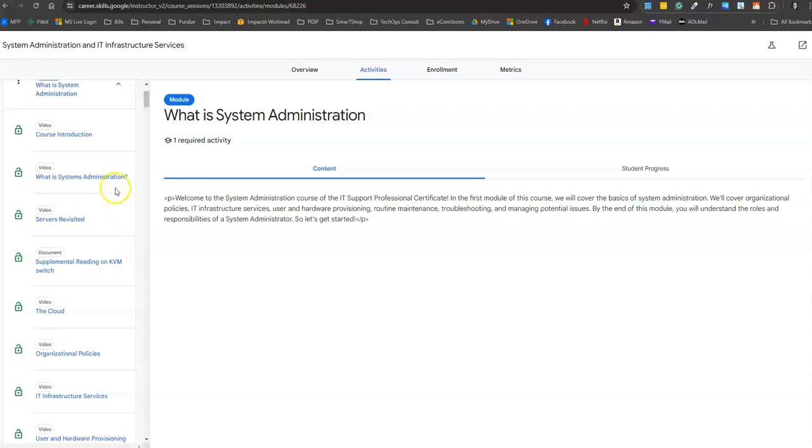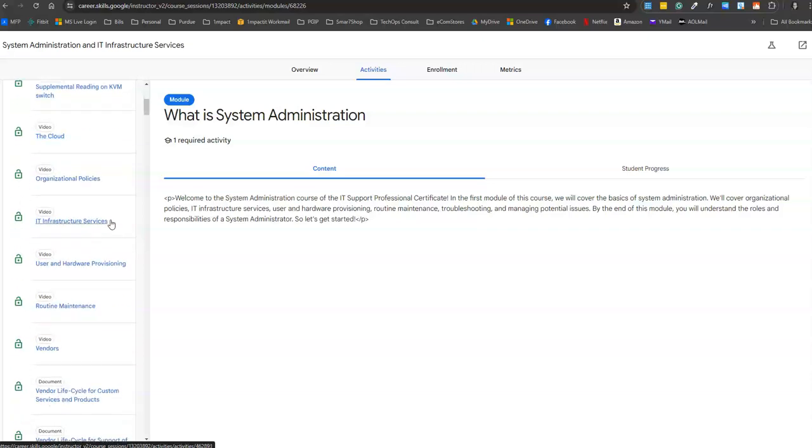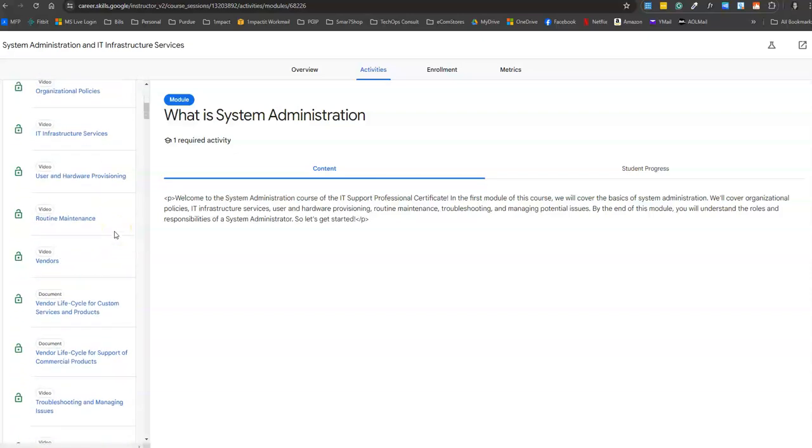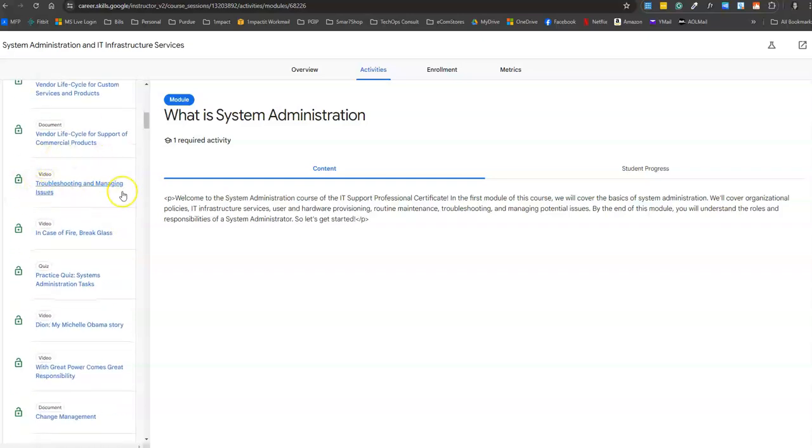As we open up in here and see what we've got to cover. Administration, servers revisited, supplemental reading on the KVM switch, a little bit about the cloud, that was interesting, organizational policies, IT infrastructure services, user and hardware provisioning, routine maintenance, vendors, vendor lifecycle for custom services and products, vendor lifecycle for support of commercial products, troubleshooting and managing issues. That's a big one right there. To really understand how you're going to troubleshoot and manage those possible issues within the service itself too.